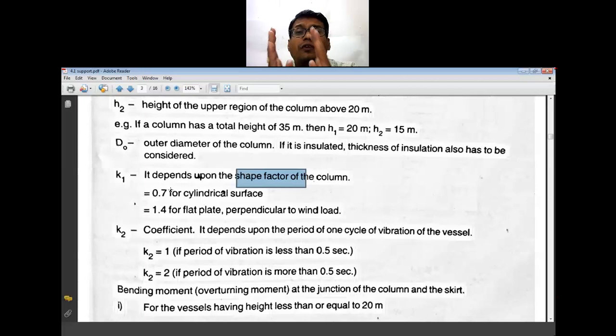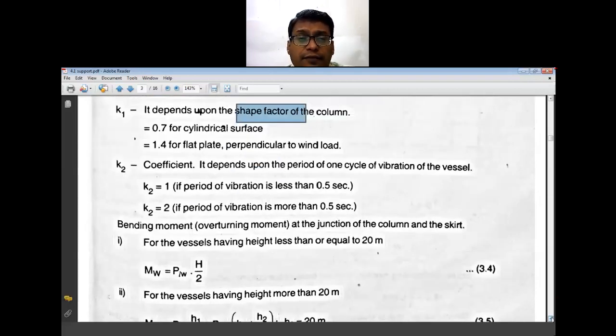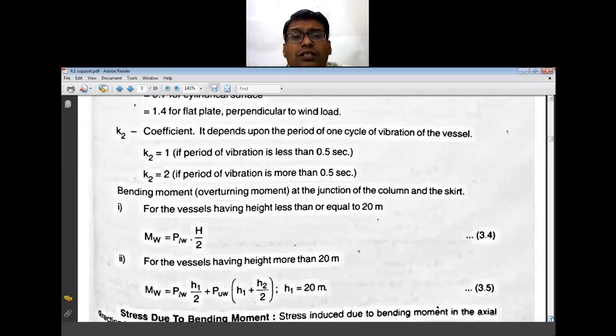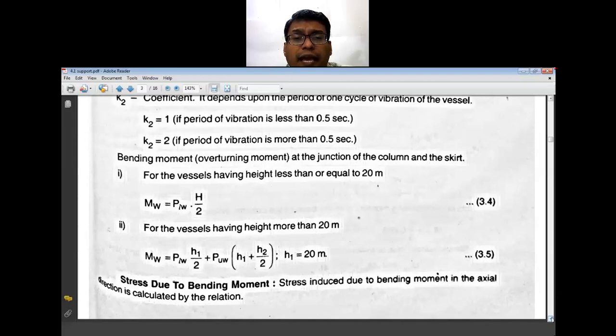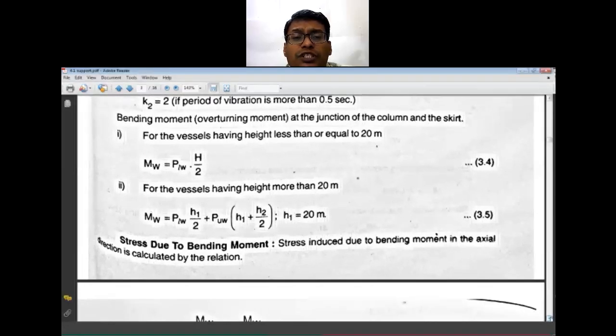You can also take averages in some numericals, that is 135 kgs per meter square, the average of P1 and P2, depending on the height, or the data obtained from the meteorological department. So this is the wind force which will be acting on the vessel, while K1 and K2 are constants depending on the shape factor and the period of vibration.